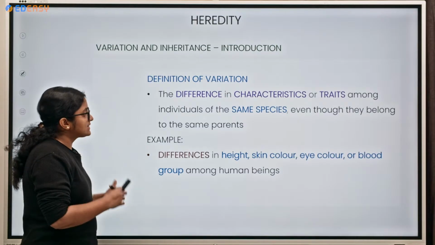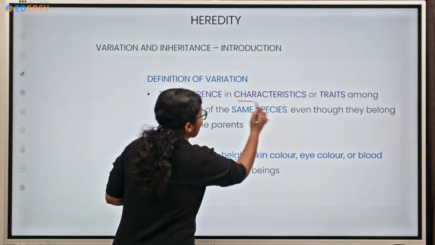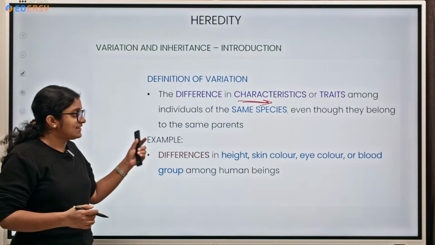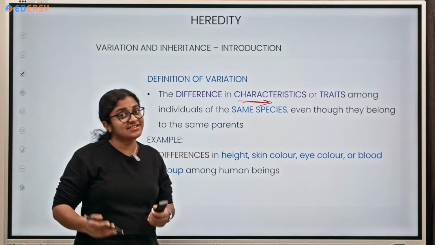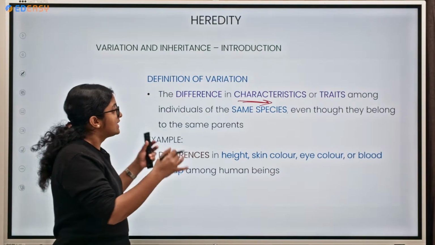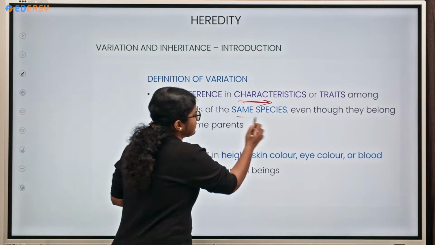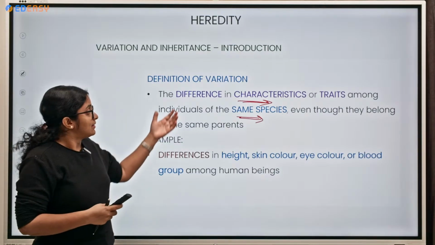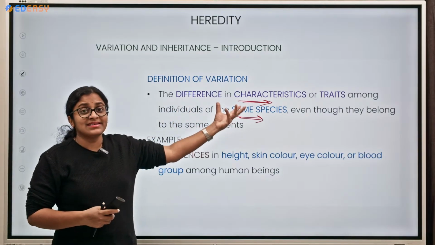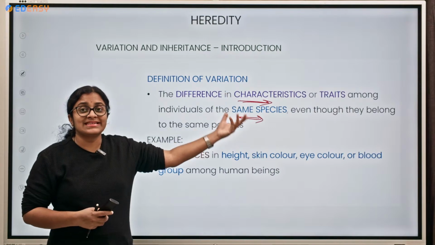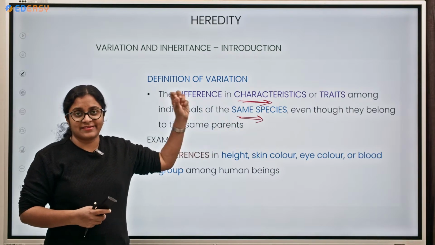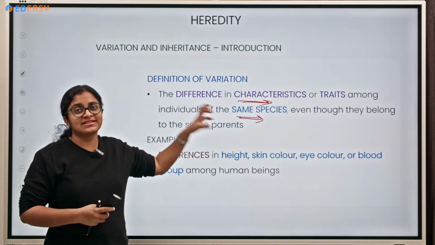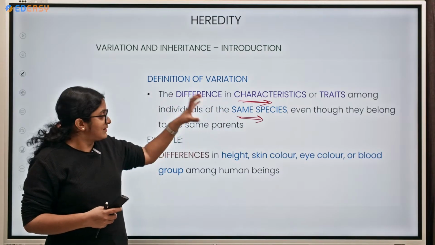If we could see about the variations, how do we definitely give a specific definition of the variation? What we can say, the difference in characteristics or traits among the individuals, particularly the individuals should be of the same species. So the same species individuals are being involved over here, even though the characteristics or the traits are getting obtained among the individuals. There is a difference even though they are belonging to the same species, belonging to the same parents.